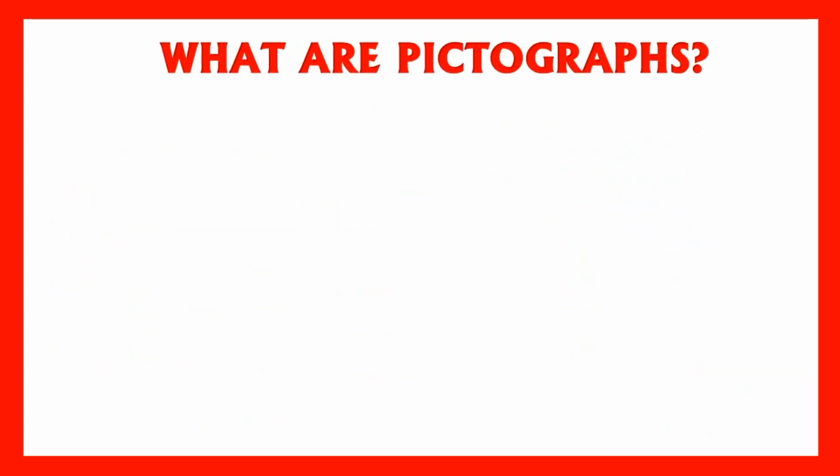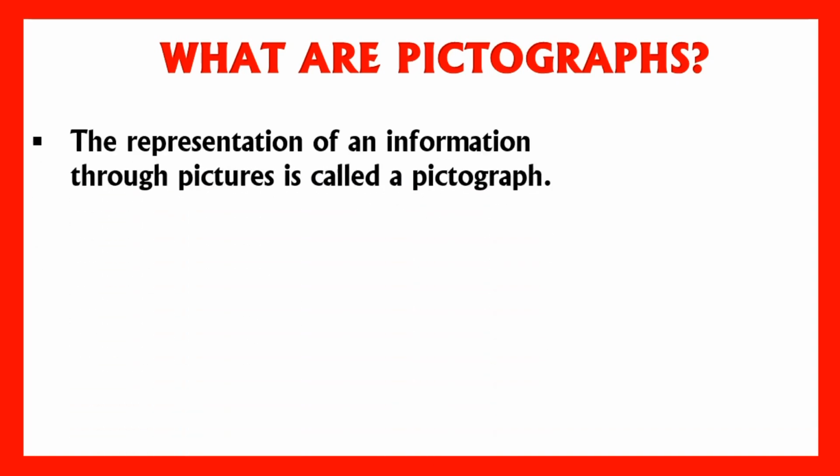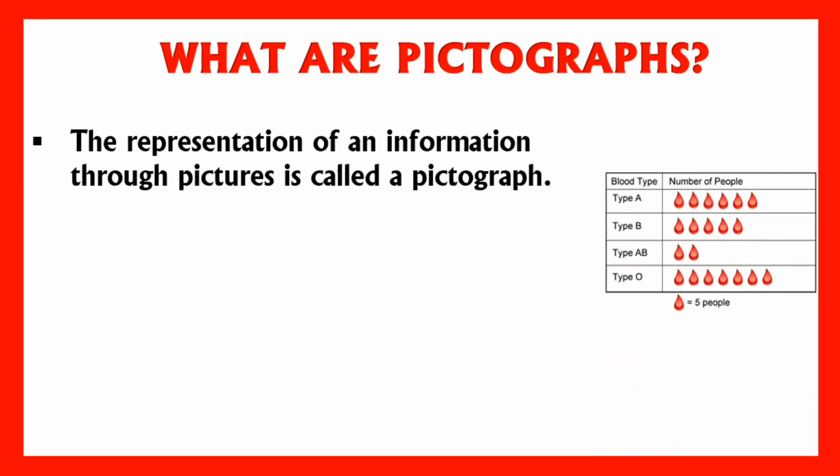And now I'm going to share what pictographs are. Remember the word pic. We know it's something related to drawing or pictures, right? The representation of information through pictures is called a pictograph. Here it is: it is labeled with the blood types, type A, type B, type AB and type O. For the number of people, instead of writing the number, it has been drawn, right?